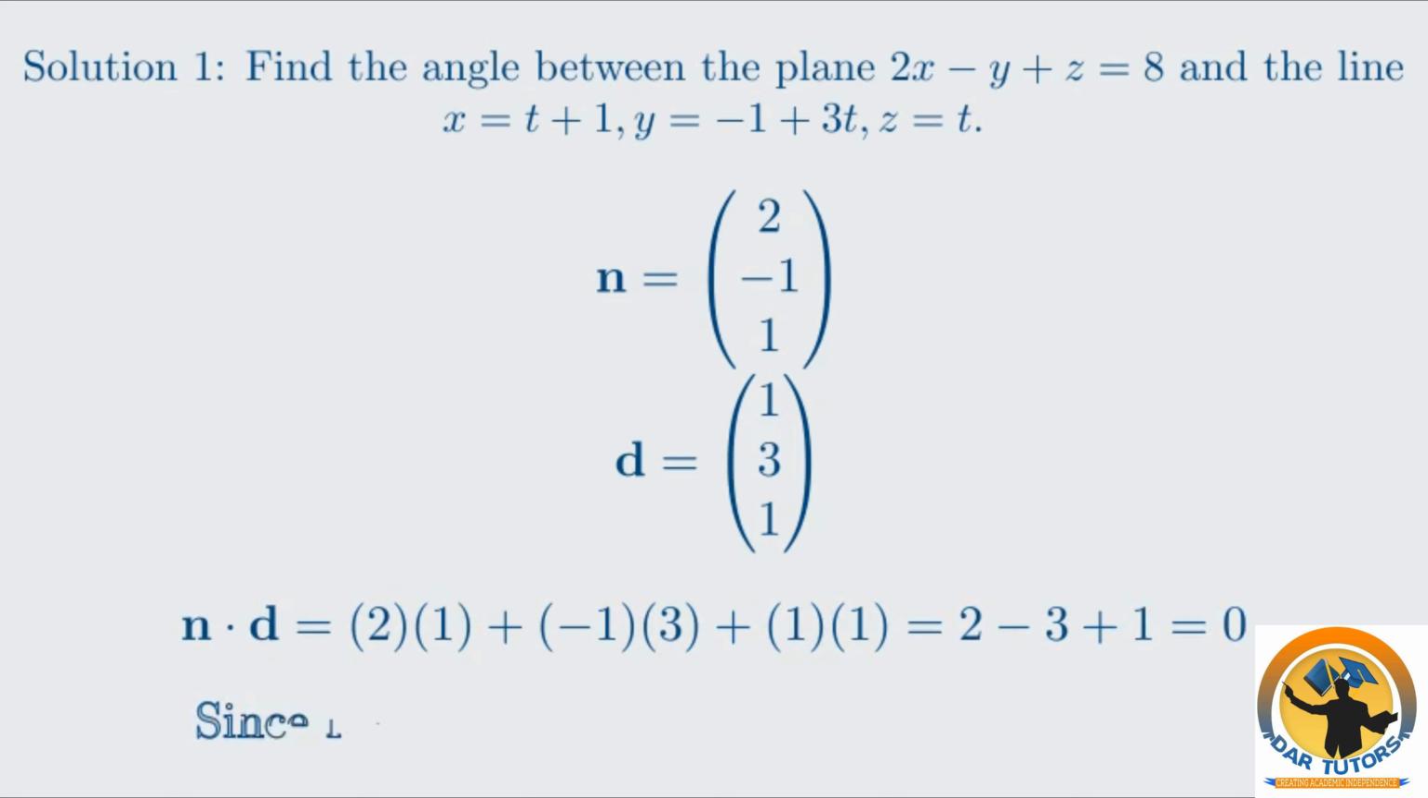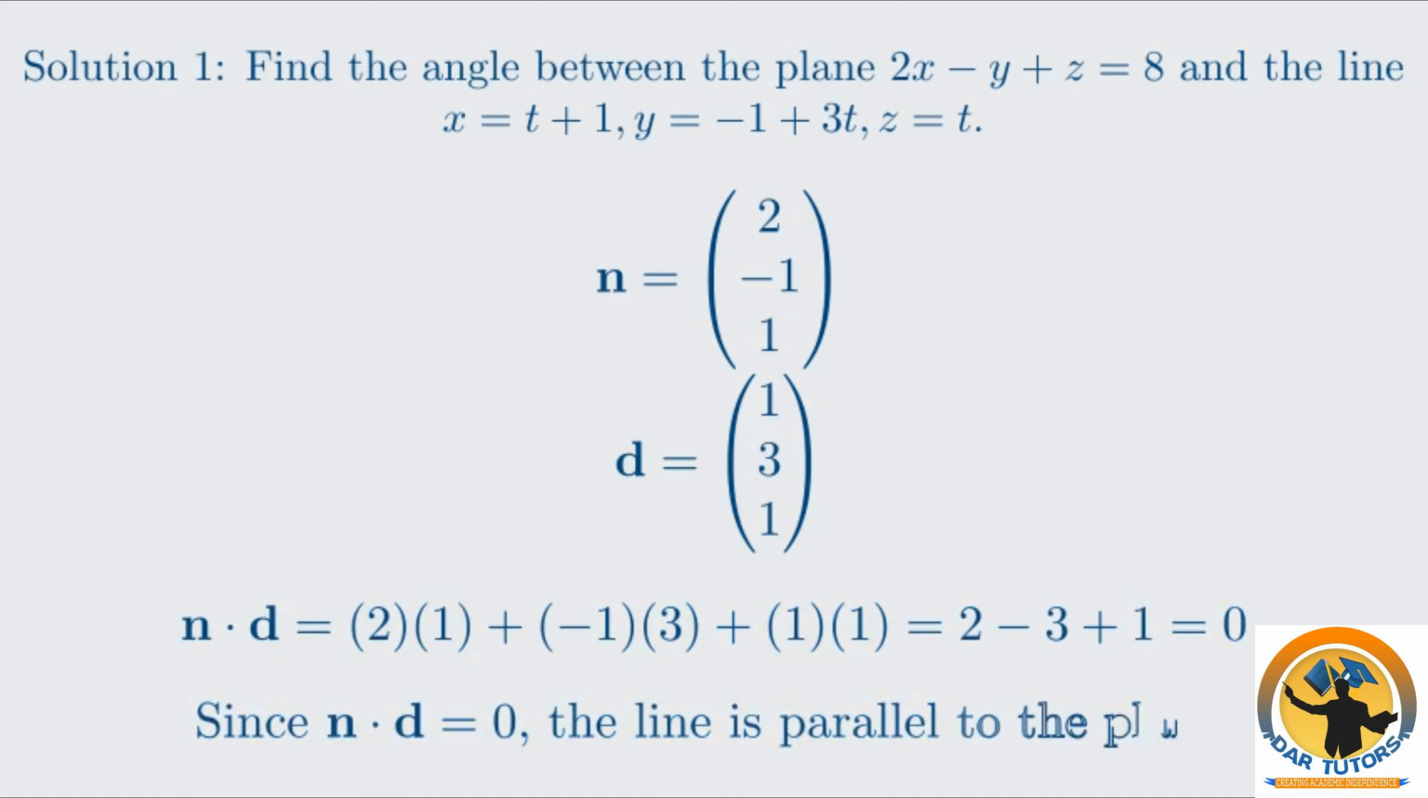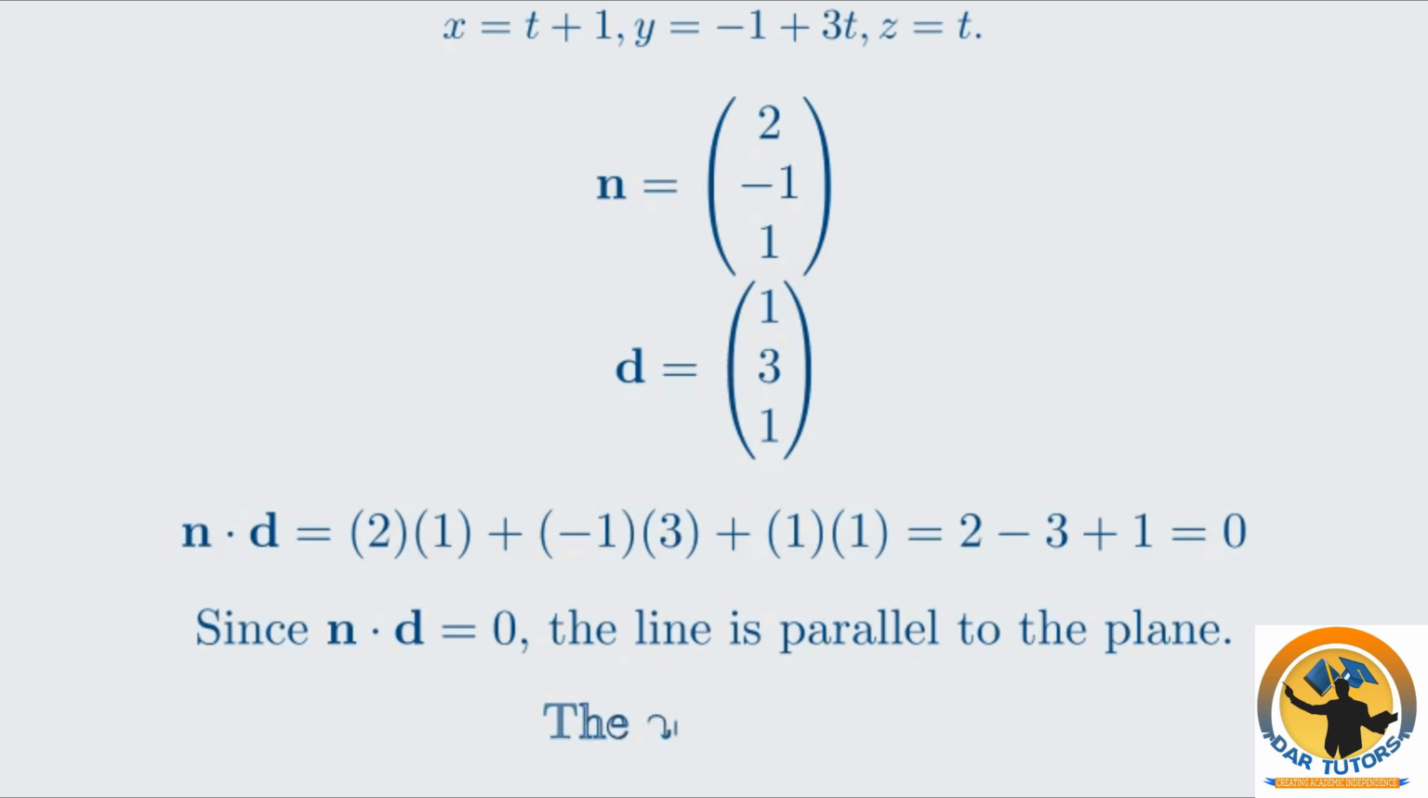Since the dot product is 0, the normal vector, n, is perpendicular to the direction vector, d. This means the line is parallel to the plane. Therefore, the angle between the line and the plane is 0 degrees. This is a special case where the line does not intersect the plane. Here is the solution for question 2.